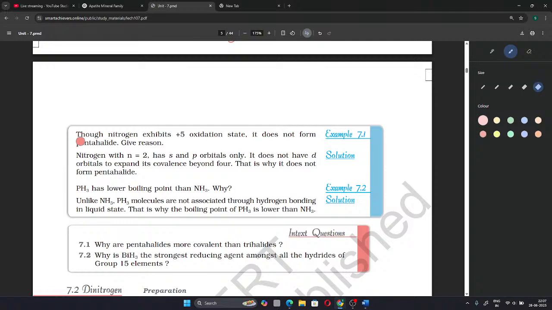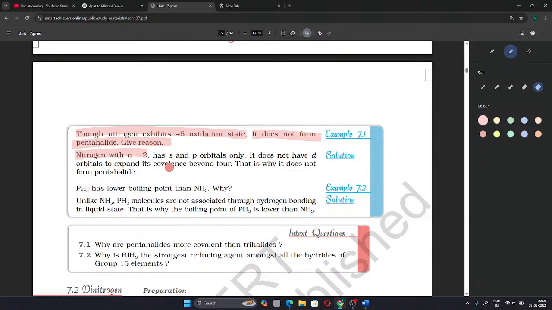Let's see the example. Though nitrogen exhibits +5 oxidation state, it does not form pentahalide. Give reason. In the textbook they did not give a reason, they just said that nitrogen does not form pentahalides. Now let's see a reason in the solution for this example.